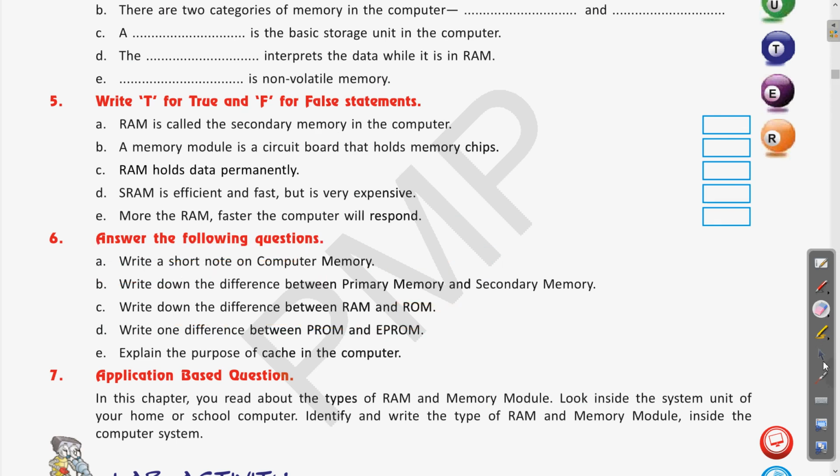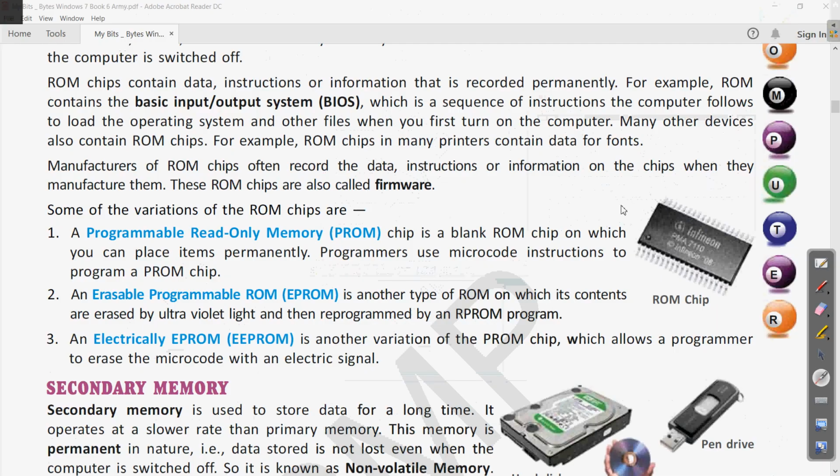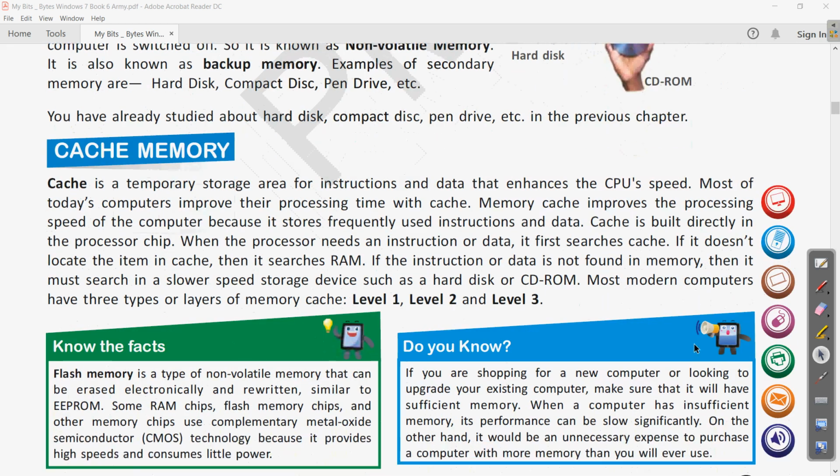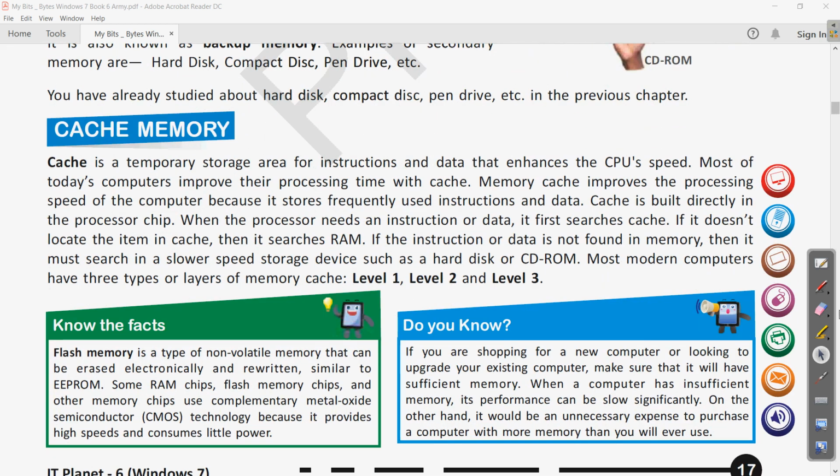Next question is: explain the purpose of cache in the computer. Cache memory we have seen already, so here also we will write about the cache memory. The answer to this question you can find on page number 17. Here it is. This answer can also be written point-wise.